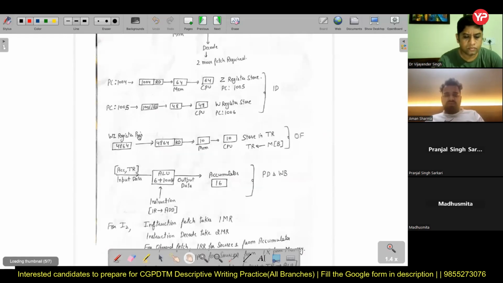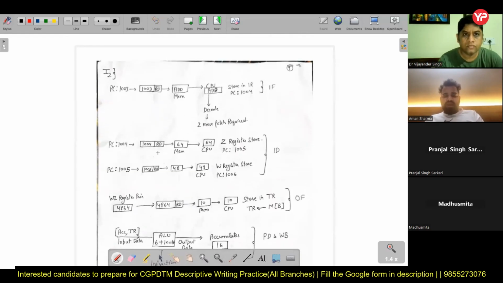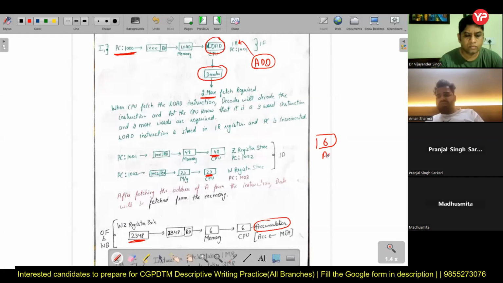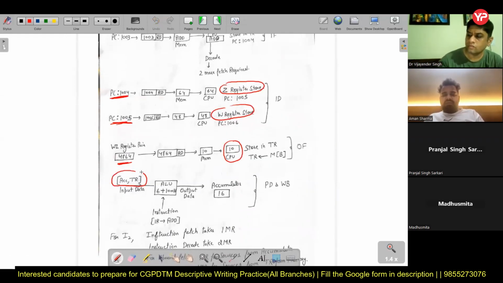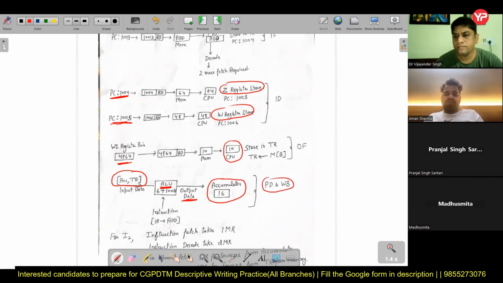Again, for the second instruction, it will fetch add, and after add, it will fetch two more addresses, and those addresses will be stored in W and Z register. And using W and Z register, we will fetch the data and put that data in TR. So accumulator will have 6, TR will have 10, and then we will do the processing of the data. They will be added and put back into the accumulator. So here we are processing the data by fetching the data from accumulator and TR. The ALU operation is done. Then the output data is stored back into the accumulator, which will come under processing and write back phase.